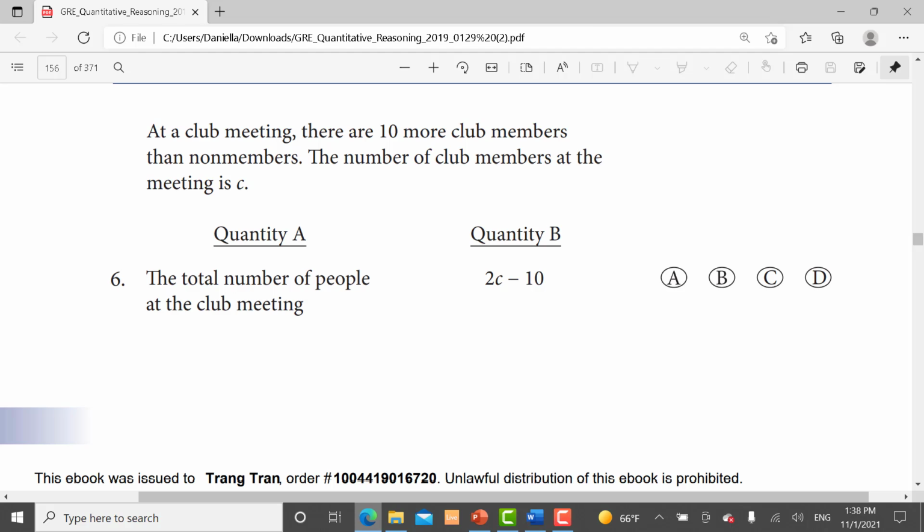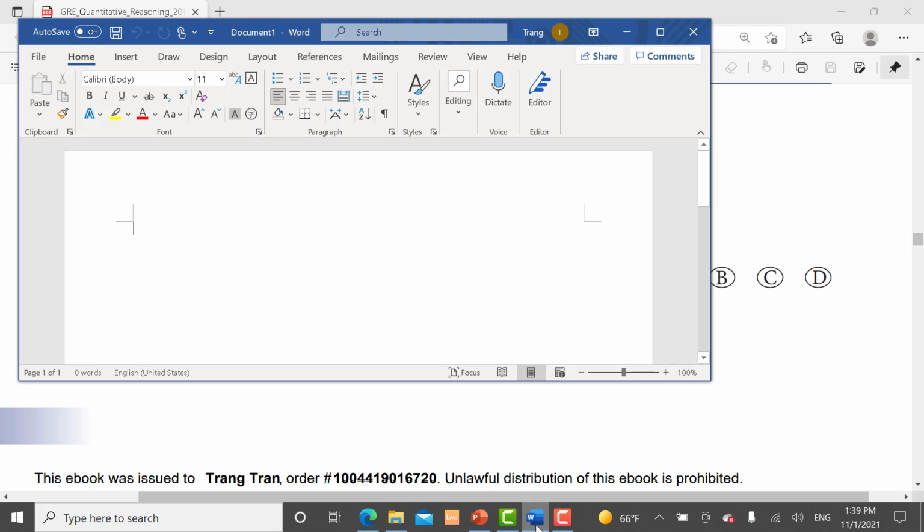At a club meeting, there are 10 more club members than non-members. The number of club members at the meeting is C. Quantity A, the total number of people at a club meeting. Quantity B, 2C minus 10. In order to solve this problem, we have to first summarize the question using notation. I'm going to use my whiteboard.